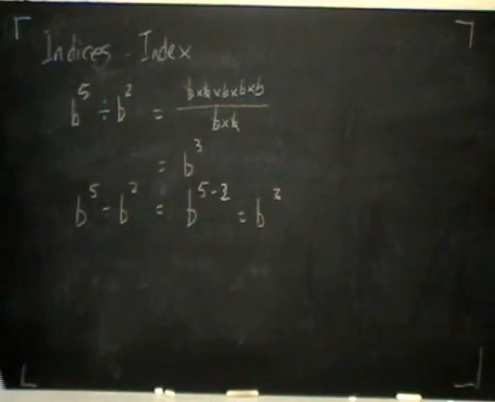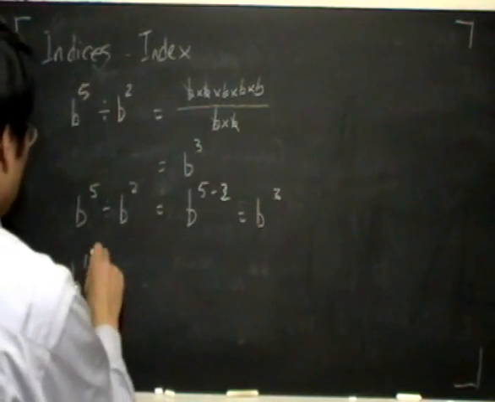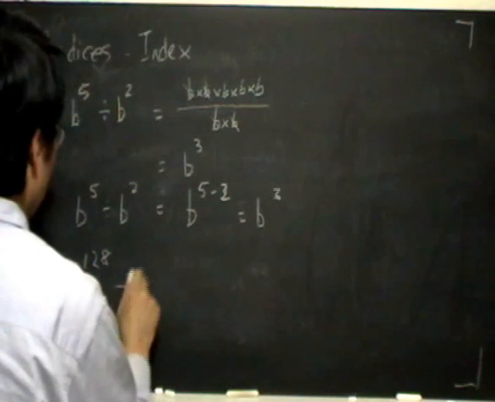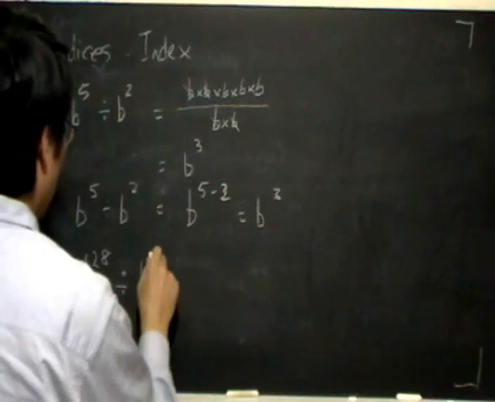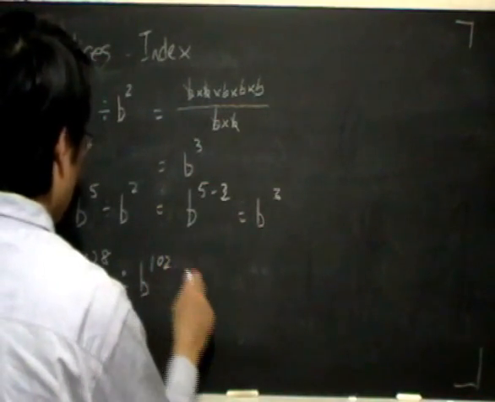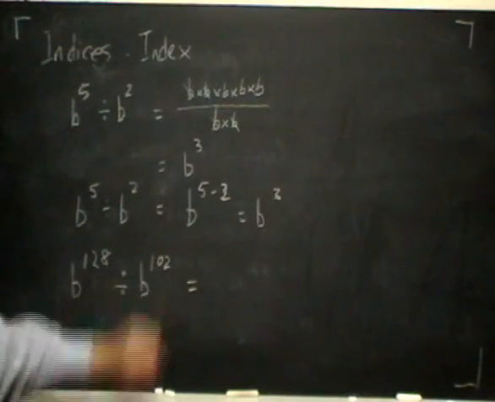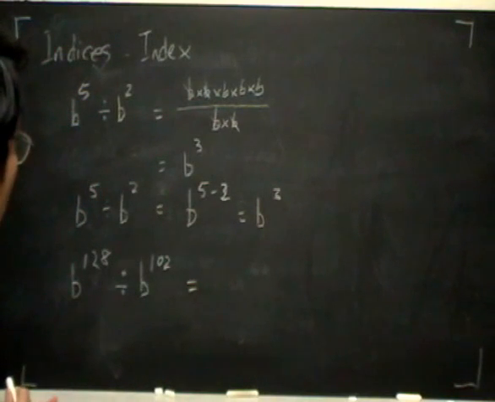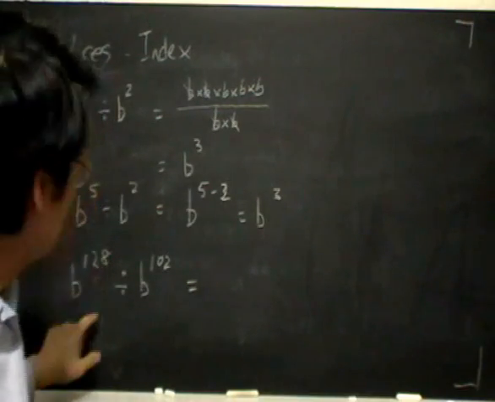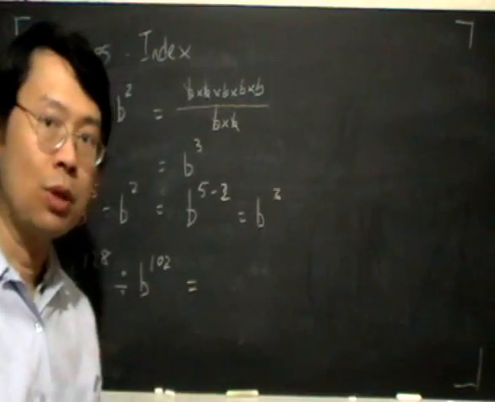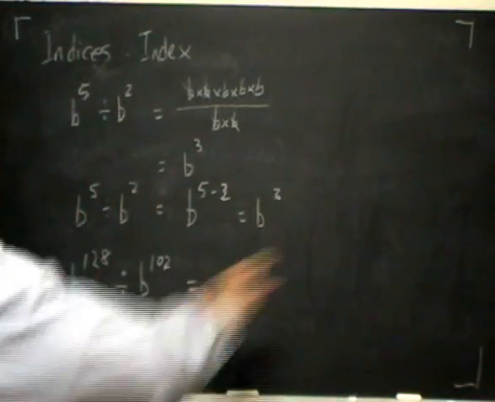So let's try something more difficult, like b to the power of 128 divided by b to the power of 102. That looks really complicated. We have very big powers here, right? But using our new rule that we have learned, all we need is to subtract the powers. We don't have to write out all the factors. That will again need a very long blackboard.